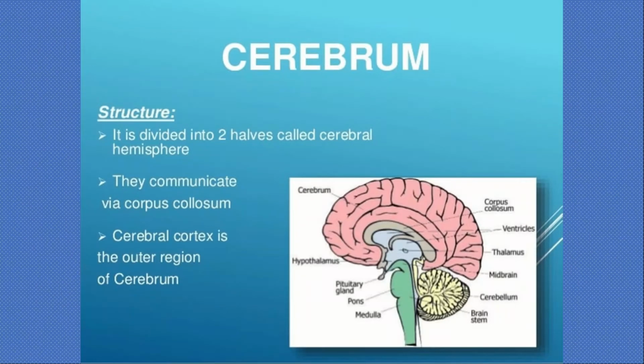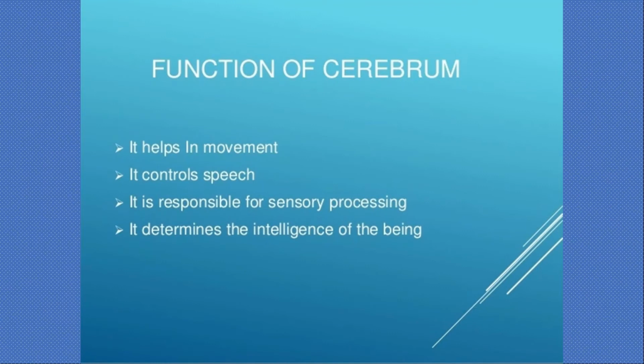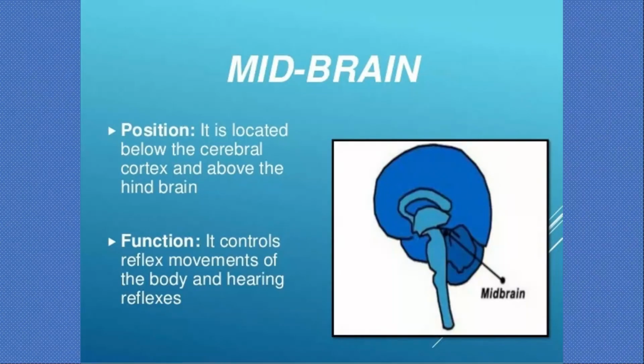Cerebrum. It is divided into two halves called cerebral hemispheres. They communicate via the corpus callosum. The cerebral cortex is the outer region of the cerebrum. Function of the cerebrum: it helps in movement, it controls speech, it is responsible for sensory processing, and it determines the intelligence of the human being.